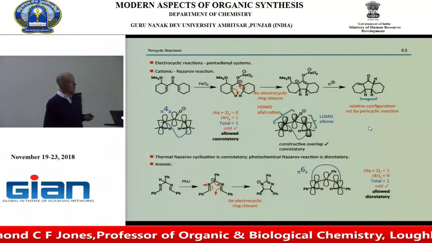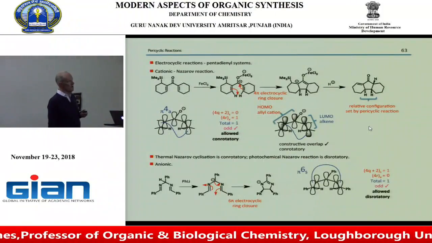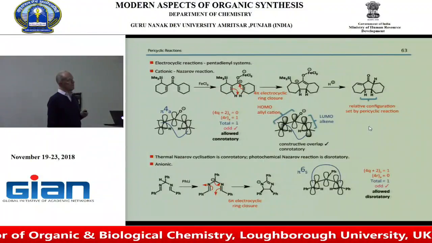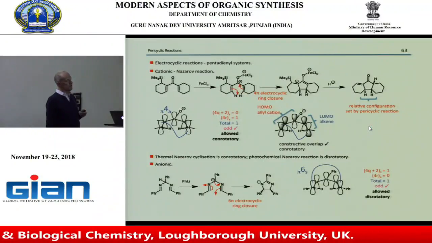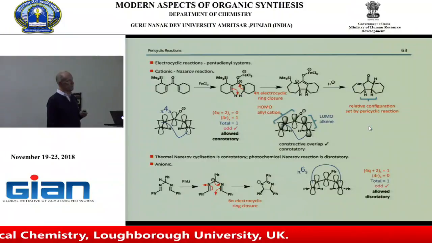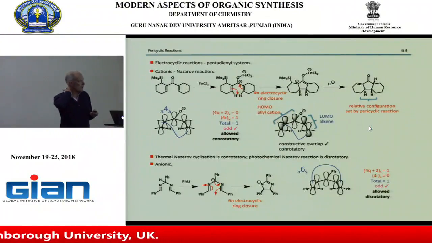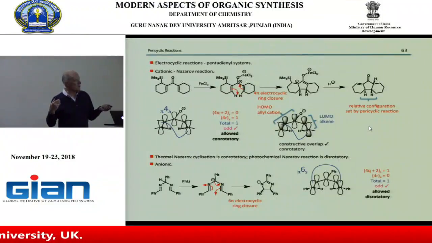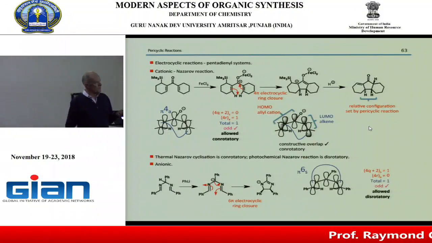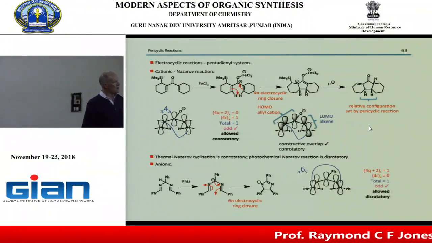And so there's an illustration of the 4n being opposite to the 4n plus 2, or 4 electrons being opposite to 6. That's a thermal reaction. This is trying to do it by the Woodward-Hoffmann rules, which I don't want to get into. This is looking at HOMO-LUMO.